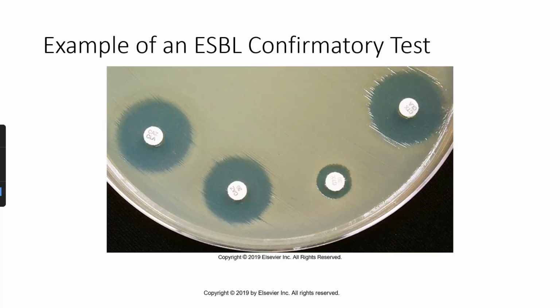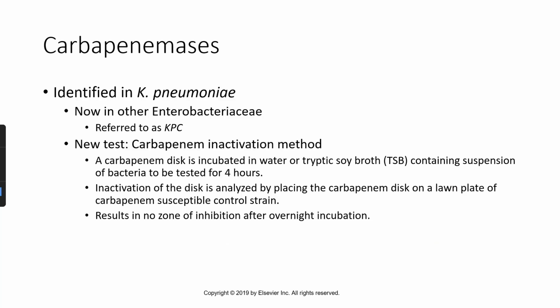So this is a picture of an ESBL confirmatory test. So it's extended spectrum beta-lactamases, but you can also detect this using some of the automated systems. Some of those microdilution plates would be able to detect whether you have an ESBL.